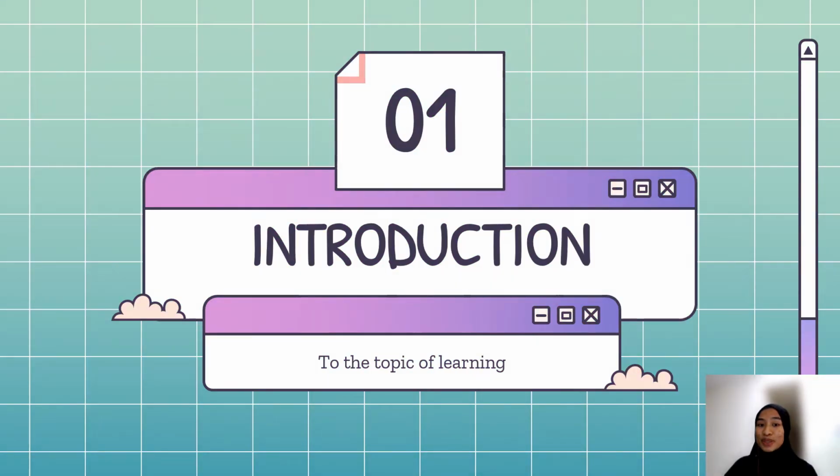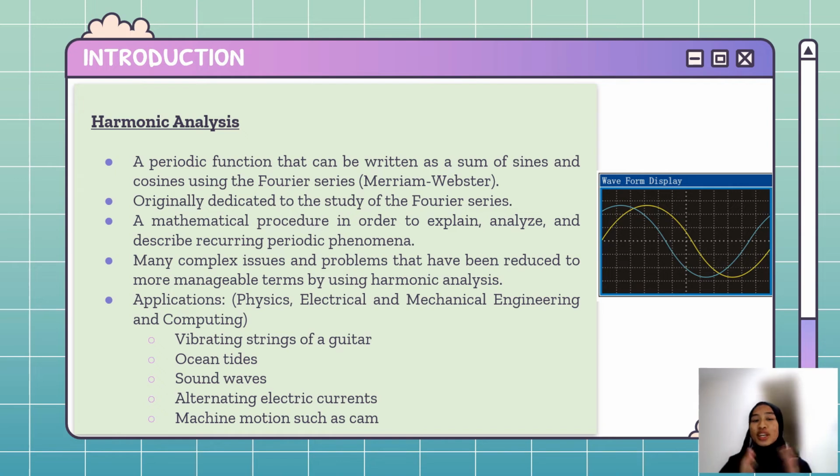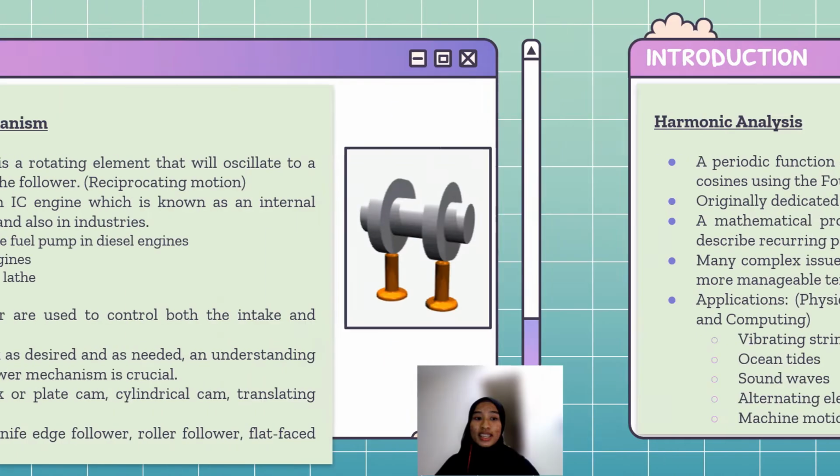Now, let's proceed to introduction. For introduction, what is harmonic analysis? According to Merriam-Webster, harmonic analysis is a predicate function that can be written as a sum of sine and cosine using the Fourier series. The application of harmonic analysis is widespread in physics, electrical and mechanical engineering, and also in computing. For example, vibrating string of guitar, ocean tide, sound wave, and many more.